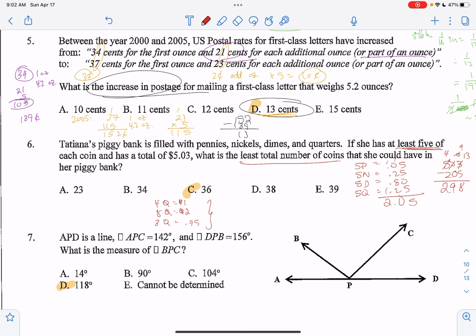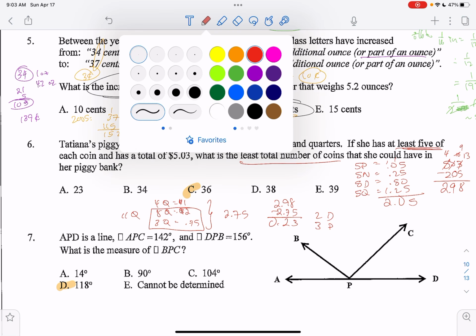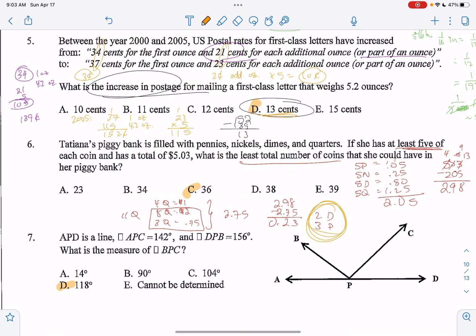And that will make $2.75. So you have 11 quarters here for additional $2.75. And to do $2.98 minus $2.75, you have another 23 cents. So for 23 cents, you'll have the 2 dimes and 3 pennies. So if you add everything up, you have 5 plus 11 plus this 20 here. That would be 36 coins, choice C.